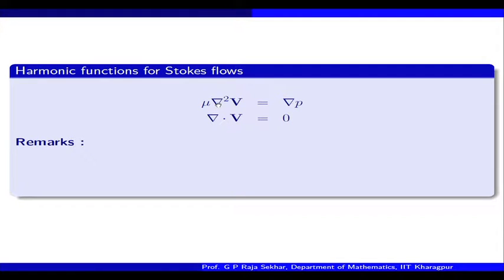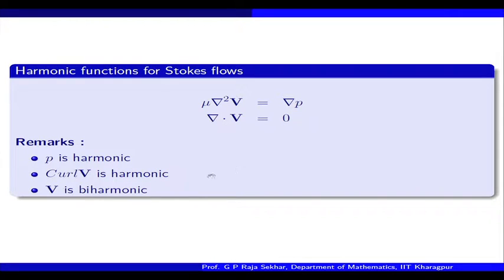If you take the divergence of this, what happens? This is 0. So, we get that pressure is harmonic. That is the first harmonic associated with Stokes flow. Then suppose somebody takes the curl of this; curl of grad p is 0. Then del square and curl commute. So, we get del square of curl v is 0, which means curl v is harmonic. That is the next.